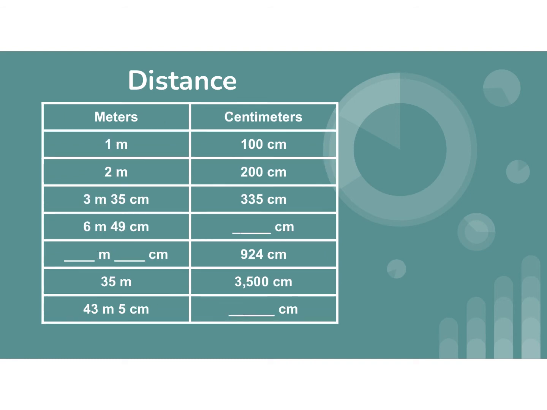Okay, the word centa means 100, like a centipede has 100 legs. So 1 meter has 100 centimeters. So if you look down here, we have 9 meters, 49 centimeters. So if we changed all of that, we would have 649 centimeters. So I'm going to do the next couple, and then you can go on and just check your answer.